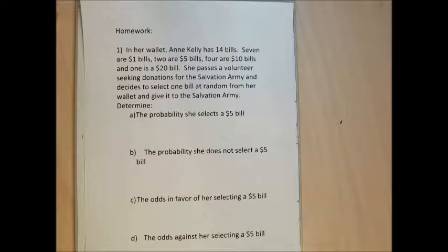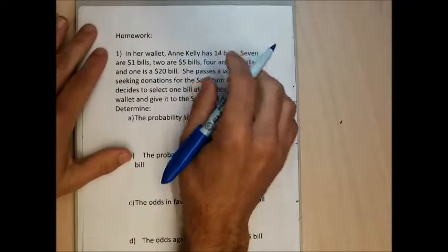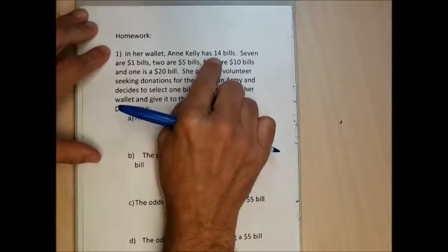So I didn't want to lecture too much on theory in this section. I just kind of want to jump into problems. And it might be a little early, but if I walk through problem 1 with you, I hope it isn't too early. So as I read through problem 1, Ann Kelly has 14 bills in her wallet.